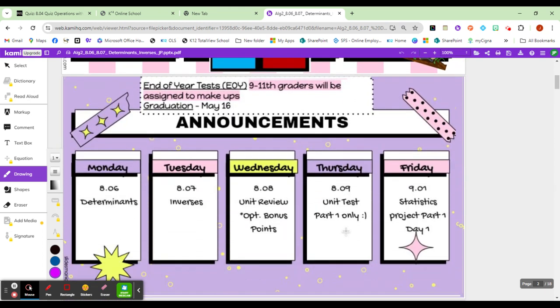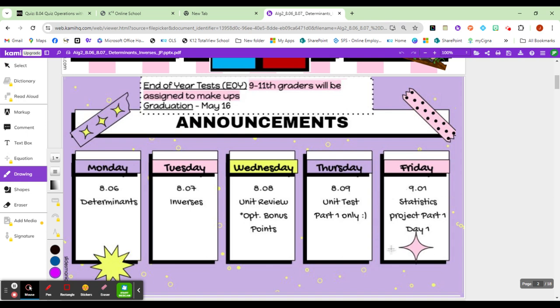This is a look at what we have on the calendar for the week. Again, we are finishing up Unit 8, and then on Friday we have day 1 of our 9.01 statistics project, and basically there is a part 1, a part 2, a part 3, and a part 4. Some are mandatory, some are bonus. You'll have to look and see, but they are all worth 25 points.